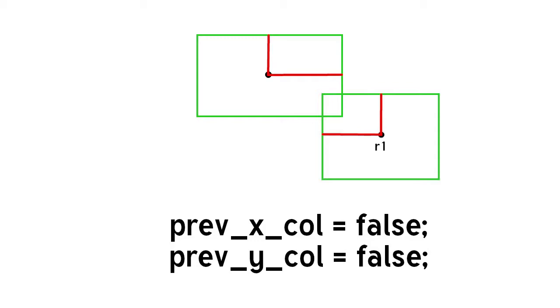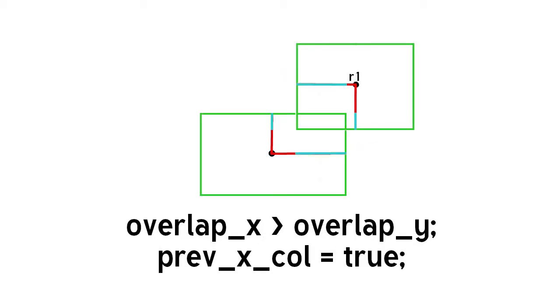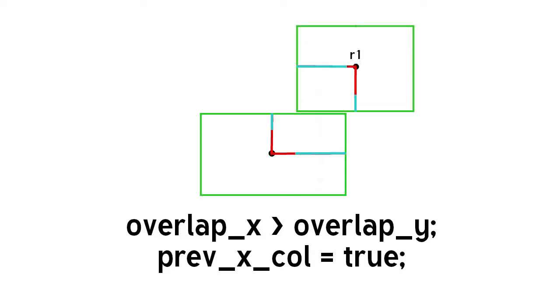To resolve this problem, one of many ways that I can think of is to find the overlap of both rectangles in both axes. If overlap x is greater than overlap y, then R1 is probably close to the top or bottom edge of R2. Set prevXCol to true and displace R1 to the top or bottom of R2. In this case, R1's center is on top of R2's center, so displace R1 to the top of R2.